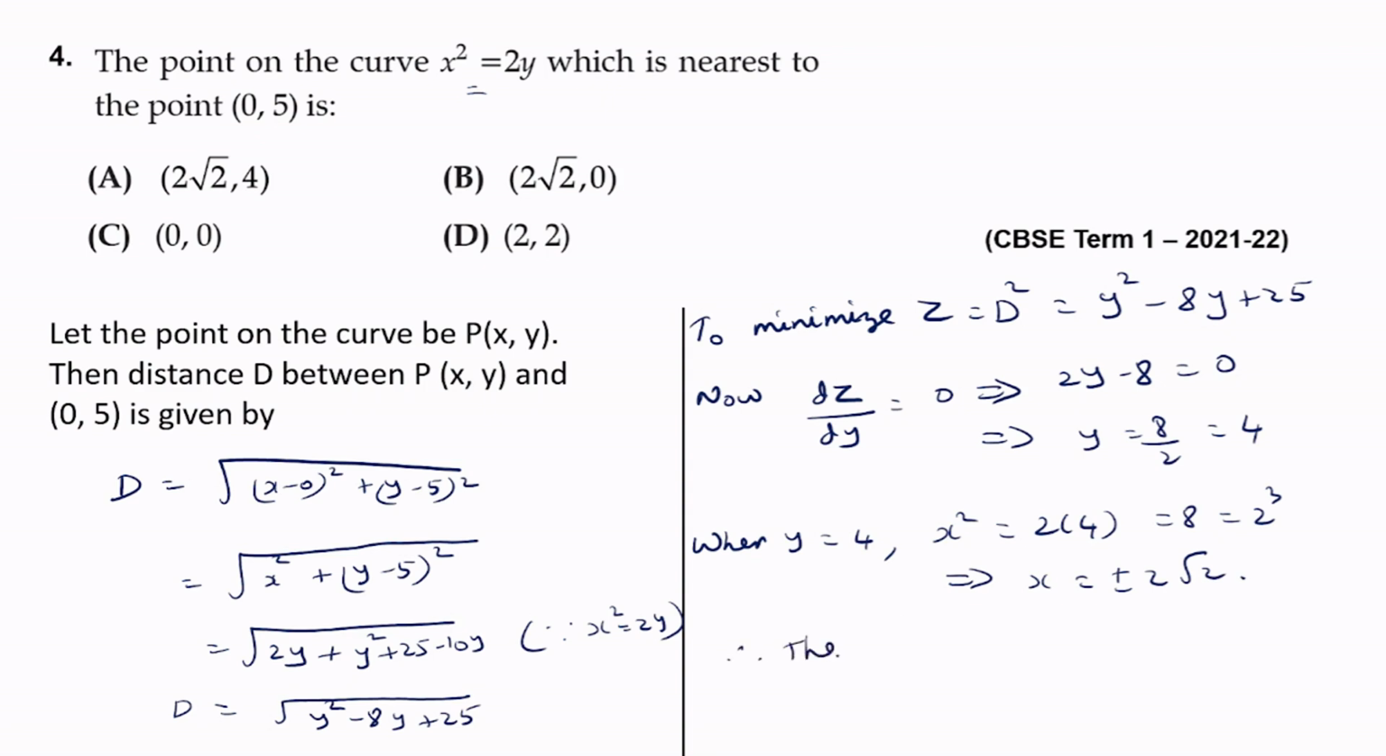Therefore, the points at which the distance is minimum are plus or minus 2 root 2 comma 4. So here among the options we have option A, which is 2 root 2 comma 4. So the point on the curve which is nearest to this point 0 comma 5 is 2 root 2 comma 4. So the correct option is option A.